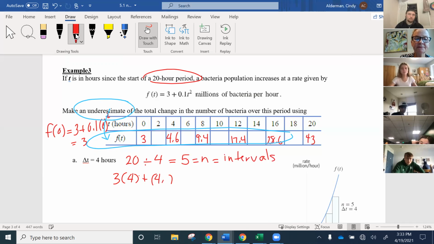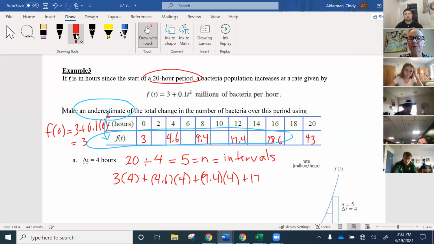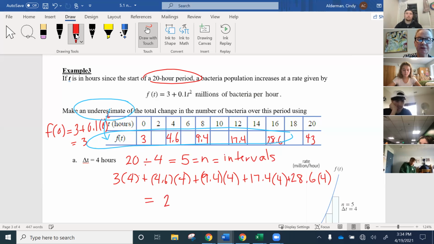4.6. Yep. But we're still interested in a 4-hour timetable, right? So you just keep doing this: 4.6, then the next rate we're interested in is 9.4. We're still interested in 4 hours. 17.4, still interested in 4 hours. And finally, plus 28.6, again, interested in 4 hours. So if you calculate that, you're going to get 252 million bacteria.